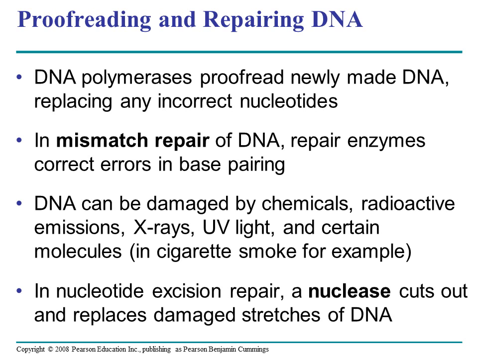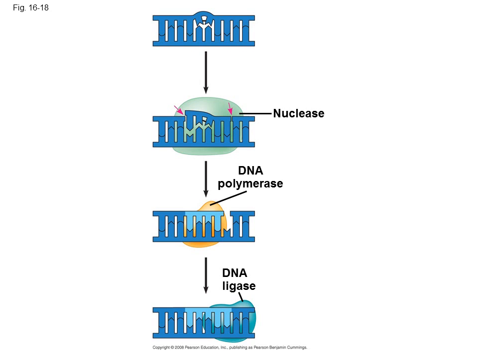Now, as it's going along, DNA polymerase is proofreading the new DNA and replacing any incorrect nucleotides. So if you've got a C on the template strand and a G, here's a demonstration of how that would work. In this case, two nucleotides have gotten bonded together in a way that they're not supposed to be.